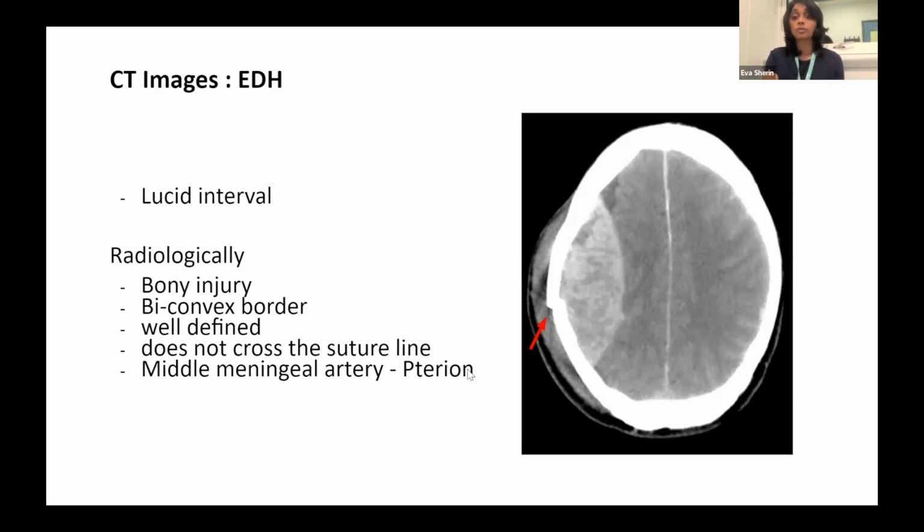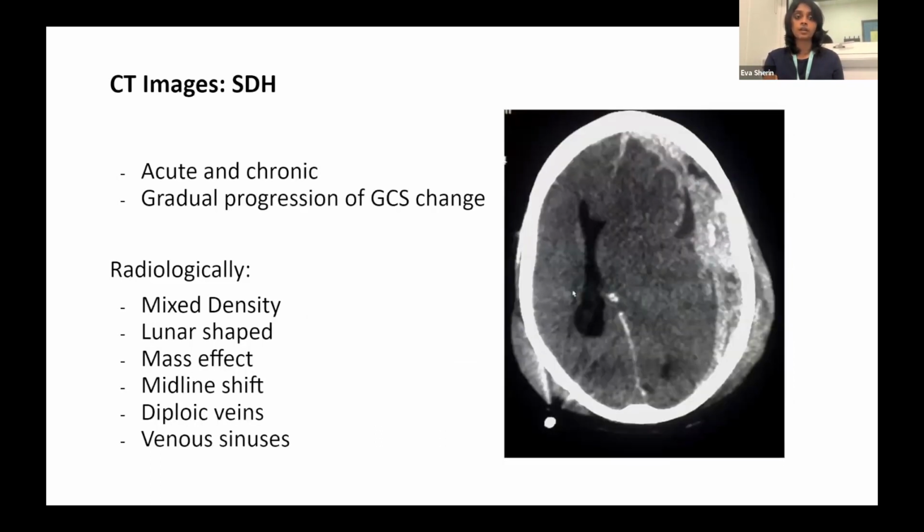And the most common artery that bleeds, like I said, right over the pterion, would be the middle meningeal artery. The next one that we're looking into is a subdural hematoma. So a subdural hematoma can be an acute one or a chronic one, or an acute on chronic one. And it's very common in old people if it's chronic, and if it's an acute one, it's usually traumatic and it's found in young people.